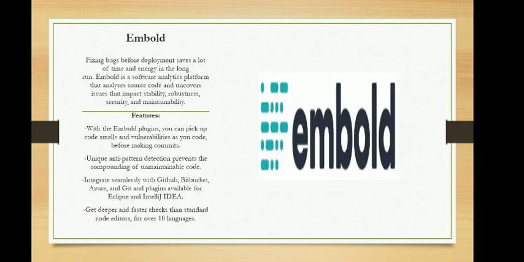Next is Embold. Fixing bugs before deployment saves a lot of time and energy in the long run. Embold is a software analytics platform that analyzes source code and uncovers issues that impact stability, robustness, security, and maintainability. Its features: with the Embold plugins, you can pick up code smells and vulnerabilities as you code, before making commits. Unique anti-pattern detection prevents the compounding of unmaintainable code.